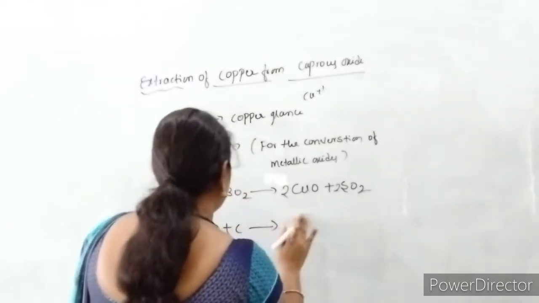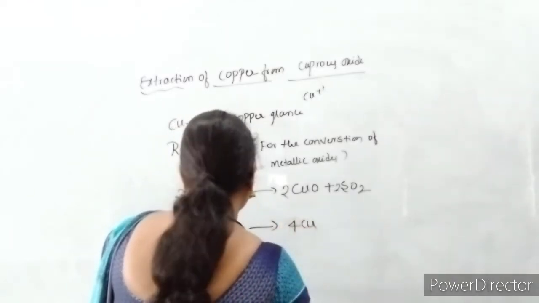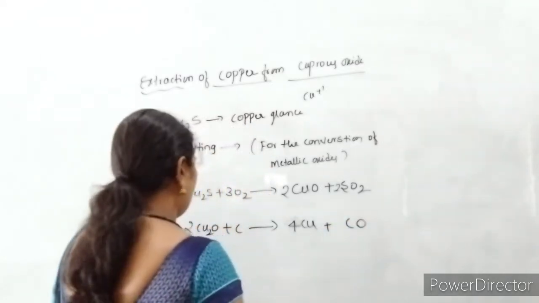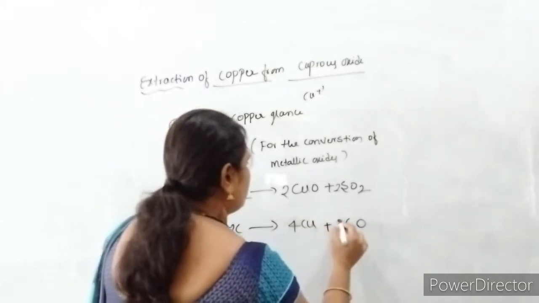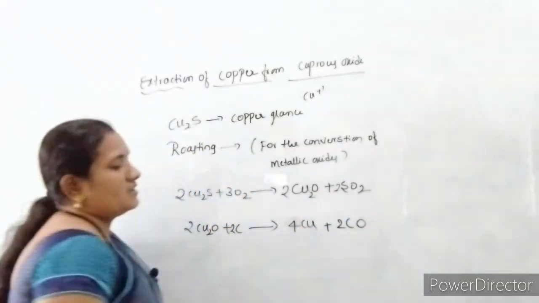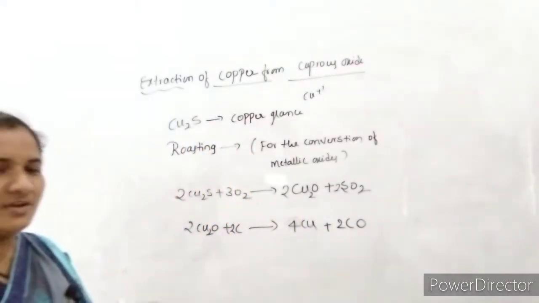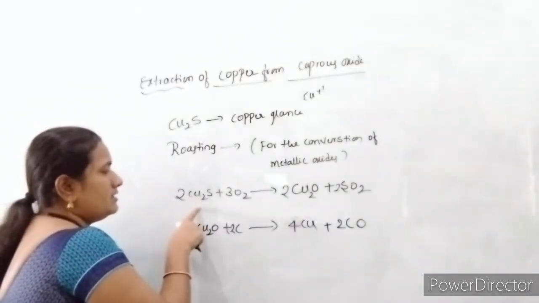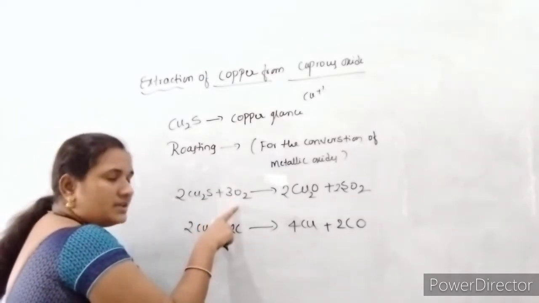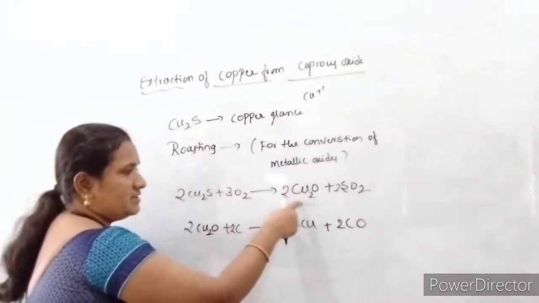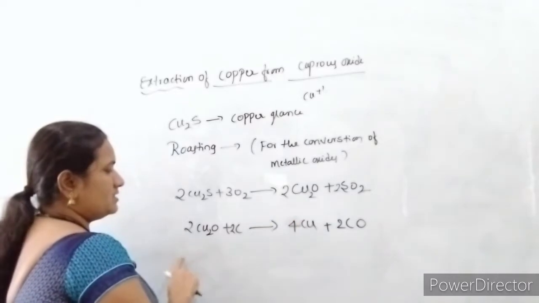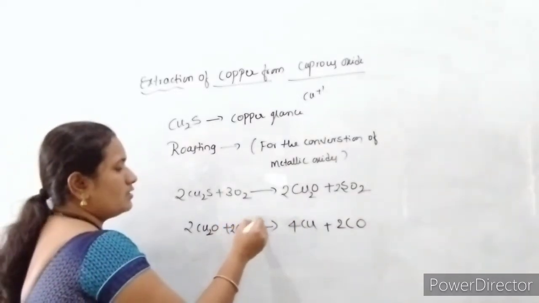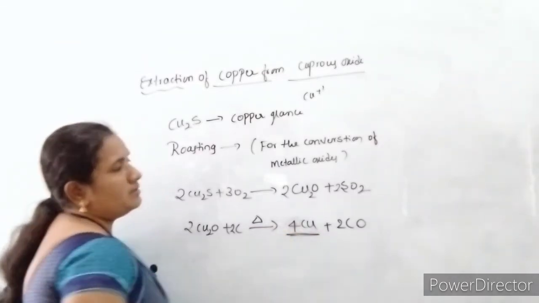How many carbons are there? So that is why 4 copper with the formation of carbon monoxide. So we require 2 carbon monoxide, which means I am only balancing the reaction. Simply recall that copper sulfide must undergo oxidation and be converted into cuprous oxide. This cuprous oxide can be reduced by heating it with carbon or coke, and then we get metallic copper.